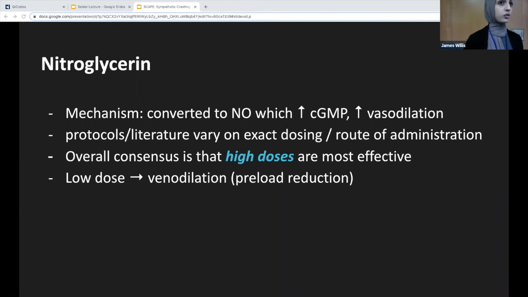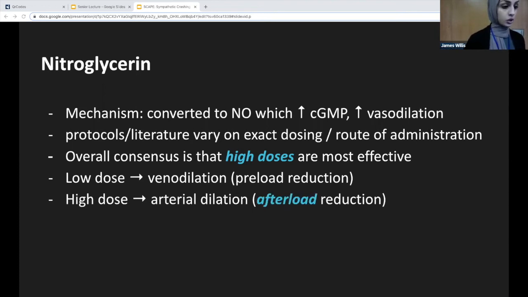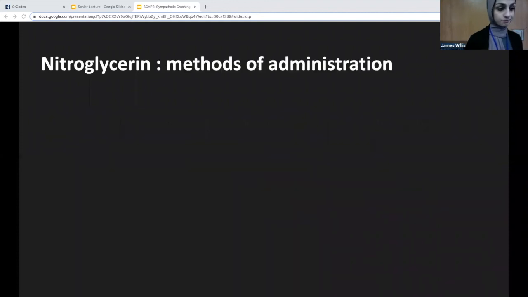But in pathophysiology, we talked about this is more of an afterload problem, and you're not addressing that with low doses of nitroglycerin. So high doses of nitroglycerin achieve arterial dilation, and there are varying doses in the literature, but what I've read is that above 150 to 250 micrograms per minute is when you achieve arterial dilation and afterload reduction.